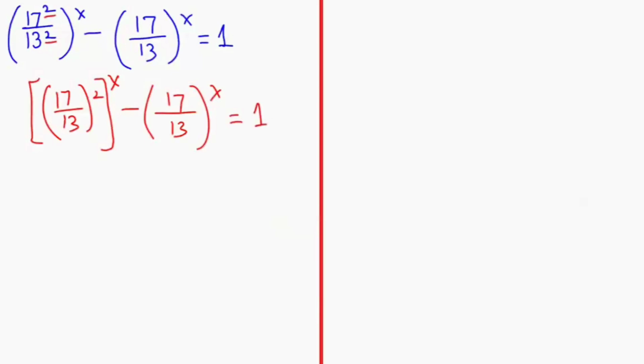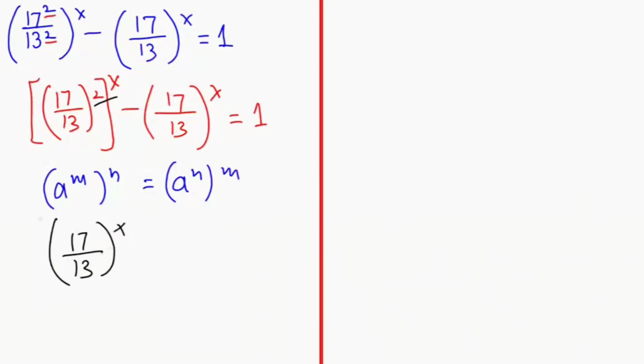Now we have the rule, we can exchange the power. For that I will use a to the power of m and whole to the power of n is equal to a to the power of n and whole to the power of m. So 17 over 13 whole to the power of x and this whole to the power of 2. So I exchanged the power here, minus 17 over 13 whole to the power of x is equal to 1.